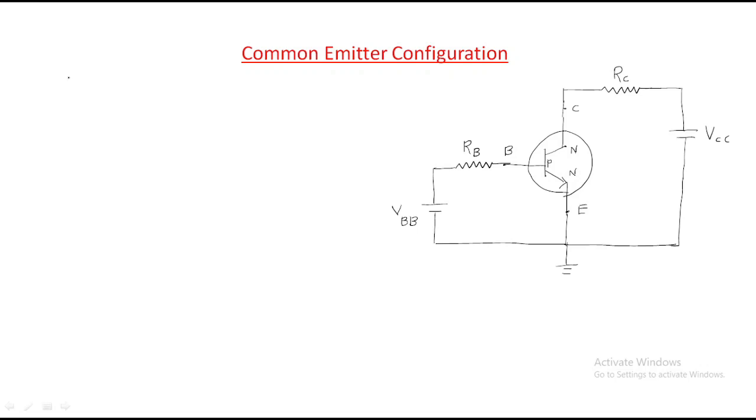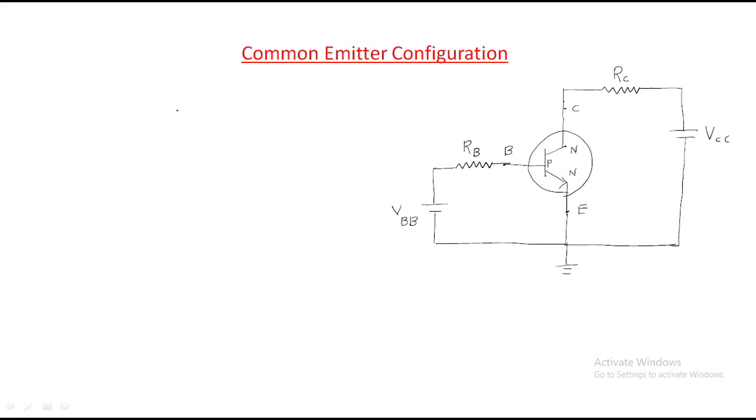Hello students, up to now we discussed the BJT, the construction of the BJT, and how the BJT works. Last class we discussed that a BJT can be configured in three types: common emitter, common base, and common collector, because it has three terminals: emitter, base, collector. We will discuss each and every configuration. The first configuration is the common emitter configuration.